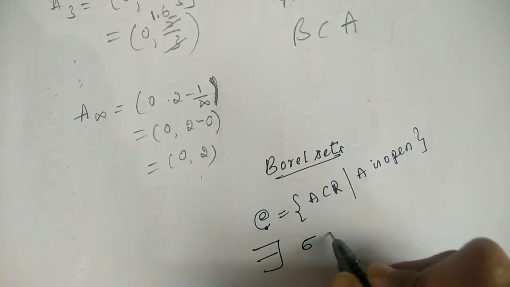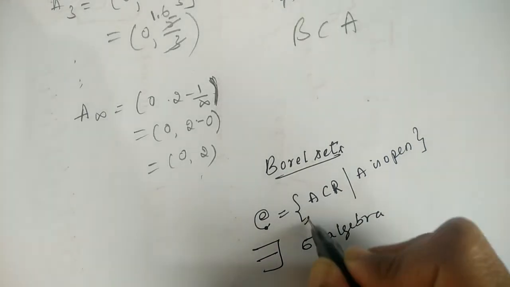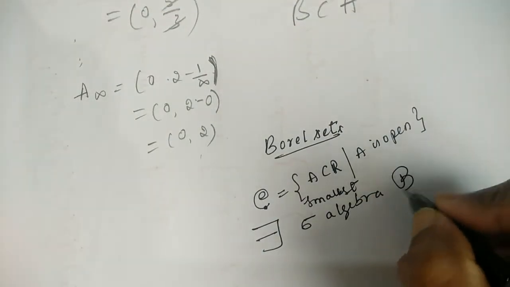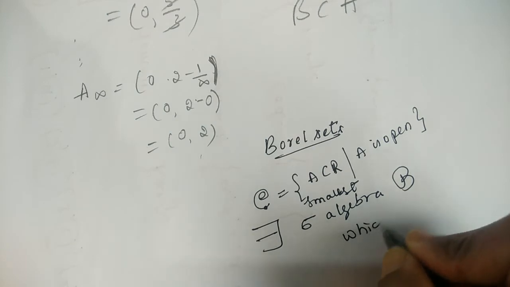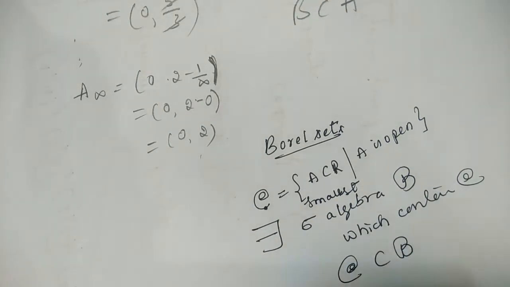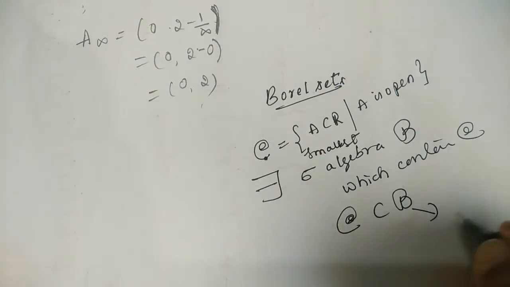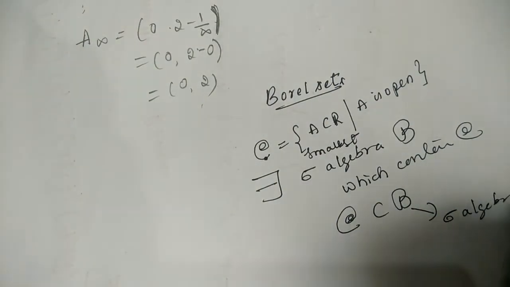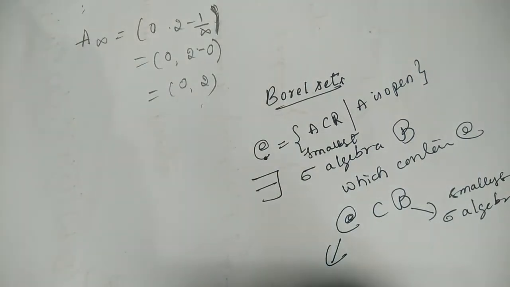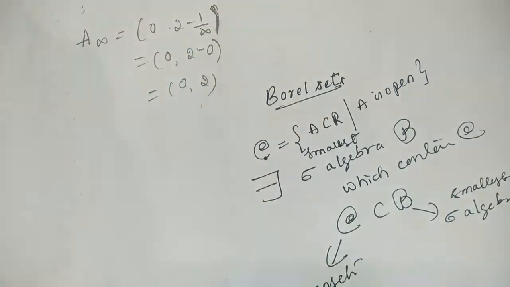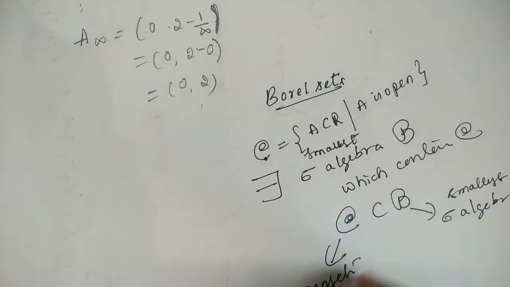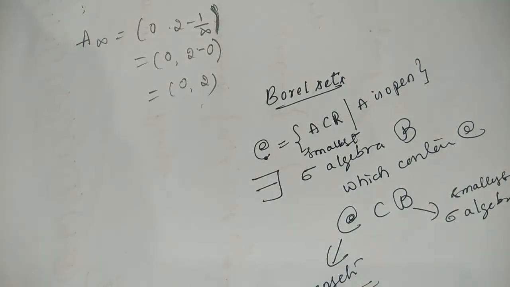There exists a smallest sigma algebra, say cursive B, which contains C, which means C is contained in B. What does B say? B is the smallest sigma algebra and contains C. C is the collection of all open subsets of R. So it means B is the smallest sigma algebra which contains all open sets.